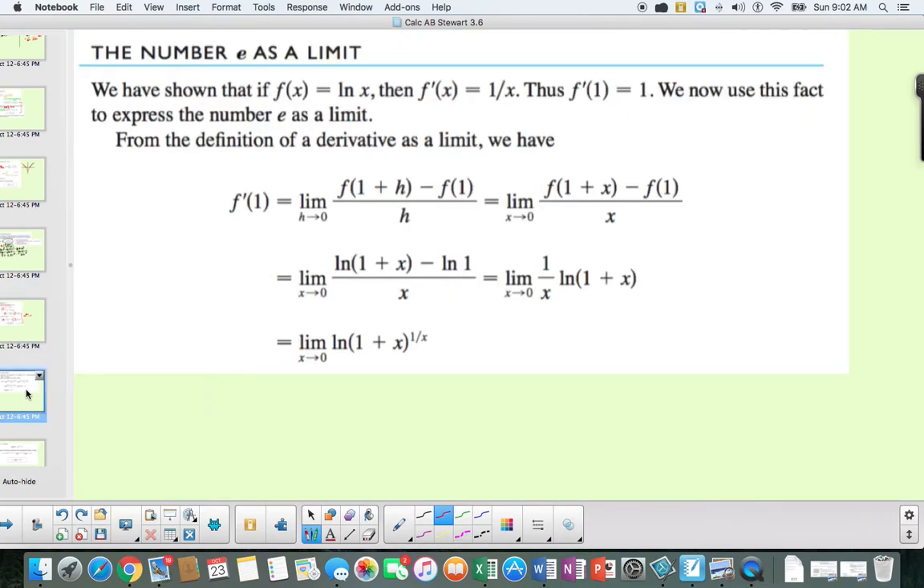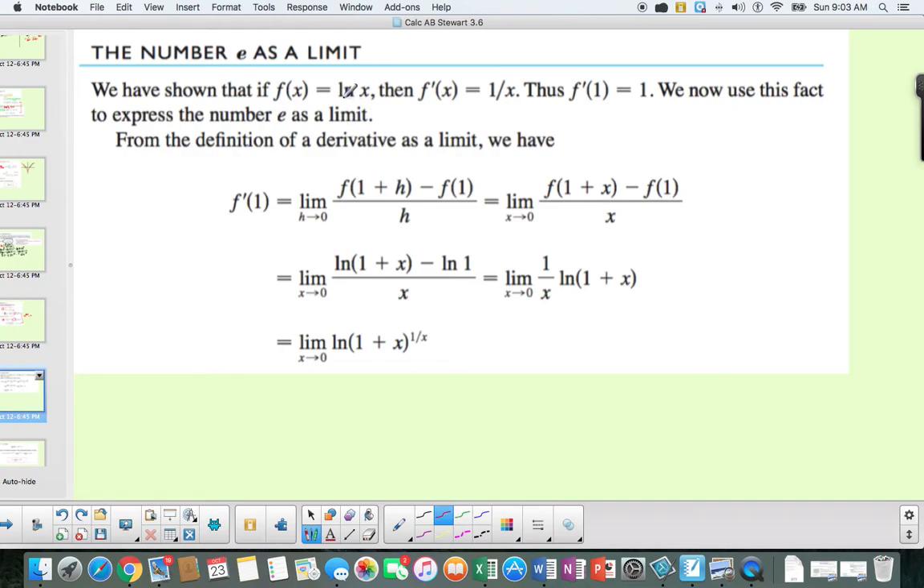Okay, the number e is a limit. All right, let's go ahead and write the definition of a derivative at 1. This is for any f, any function. I'm going to substitute the h's and put x's in their place. So we still get the same expression. Using the variable h or using the variable x will yield the same results.